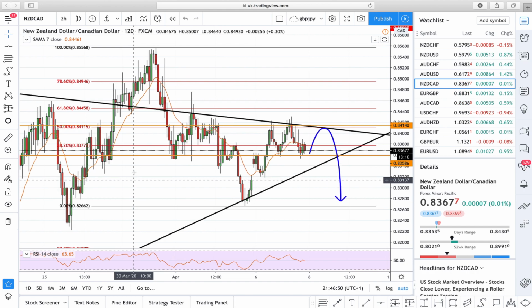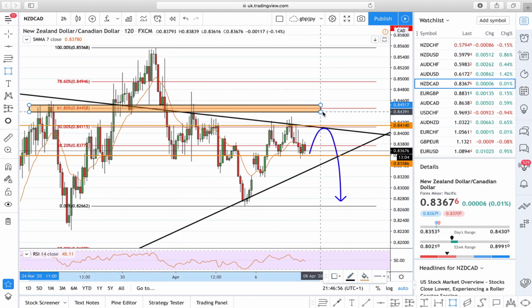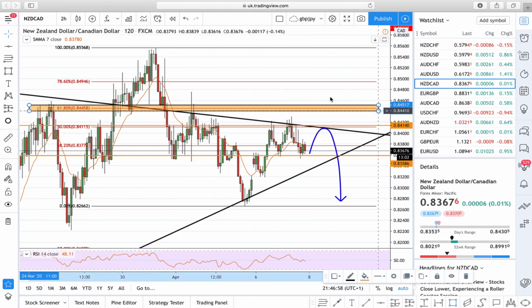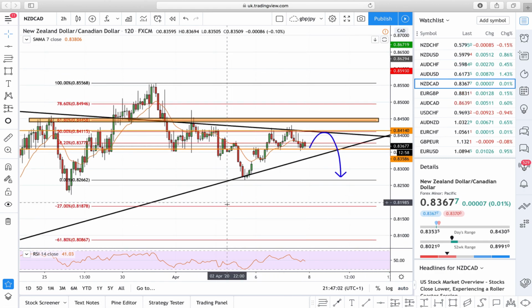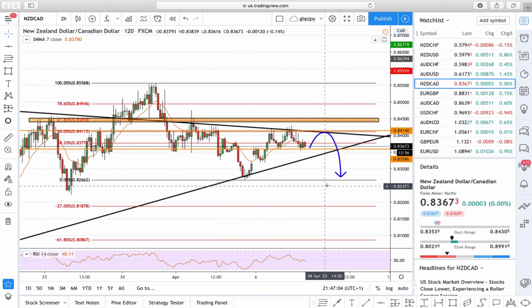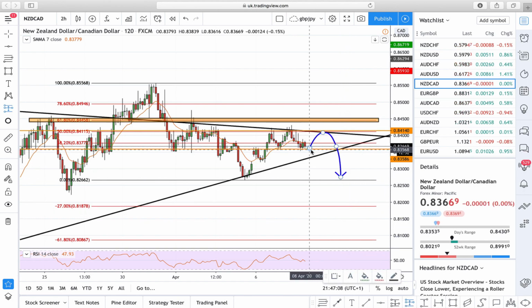Now, the 61.8% is the key level, so if we quickly highlight that, that is this line of resistance here. That is your key level. And your take profit levels would be this level here. So this would be TP1 and that would be TP2, going in for a short.